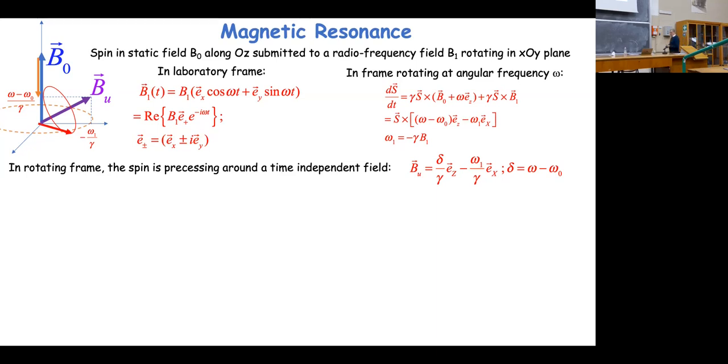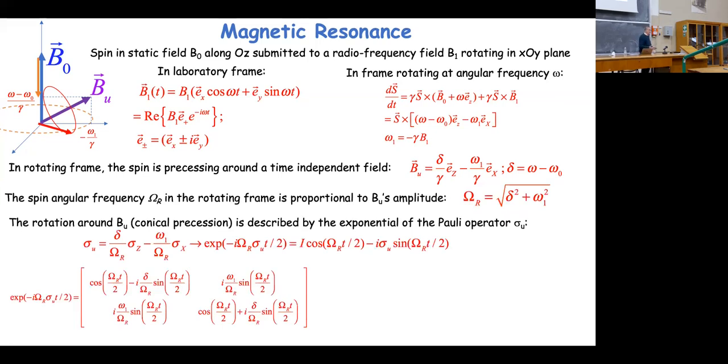And what you have to do is to understand how the spin rotates along this direction. The direction of rotation is the direction u, which has a component delta over gamma along OZ and a component minus omega 1 over gamma along the x-axis. What is the magnitude of B u? It's just the Pythagorean theorem: the square root of delta squared plus omega 1 squared. So this field in the rotating frame is given by this expression.